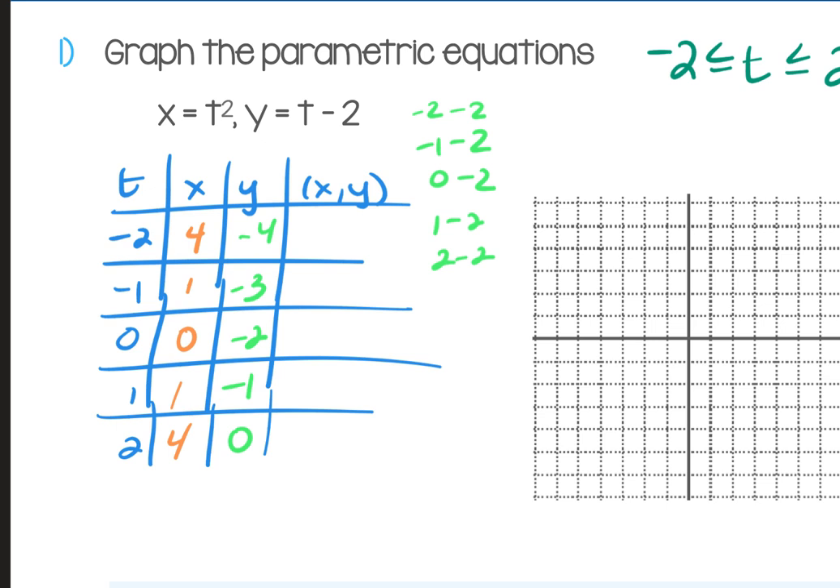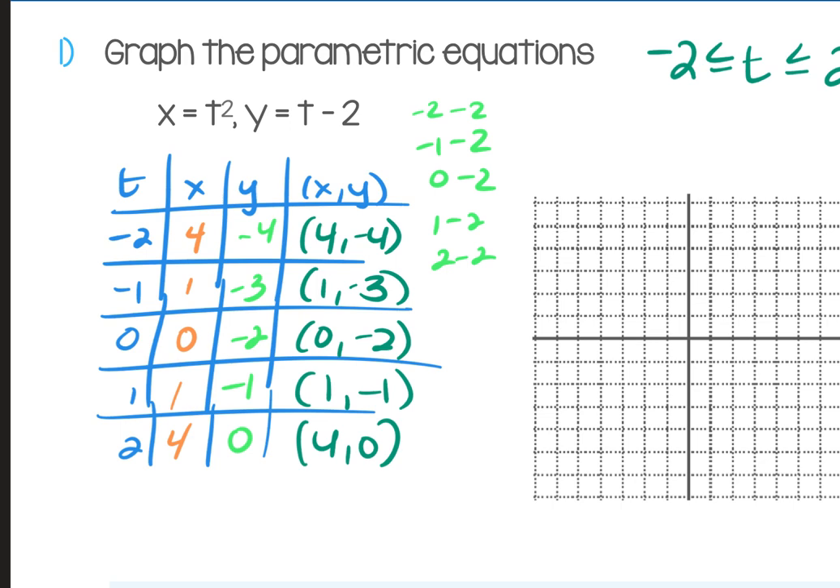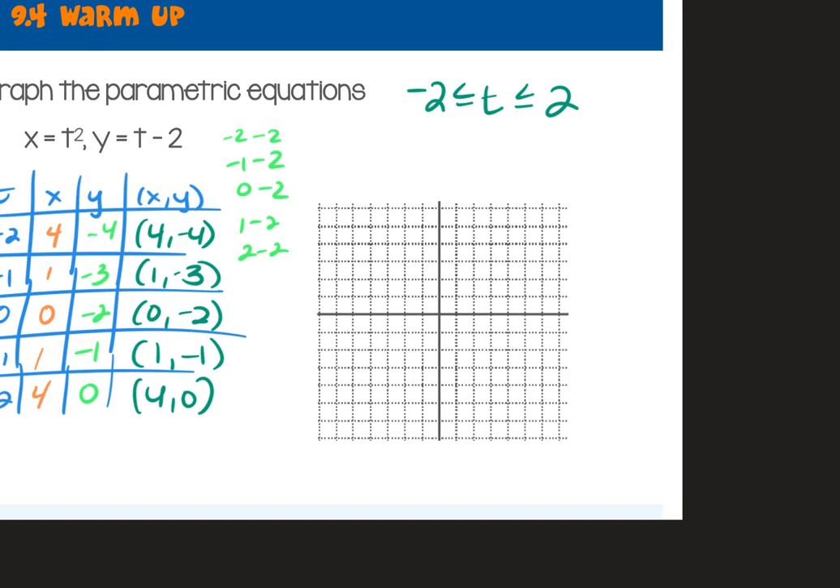And then what I'm going to plot is the coordinate point that is made from the x and the y. So 4, -4, 1, -3, 0, -2, 1, -1, and 4, 0. And I get 4, -4, 1, -3, 0, -2, 1, -1, and 4, 0.